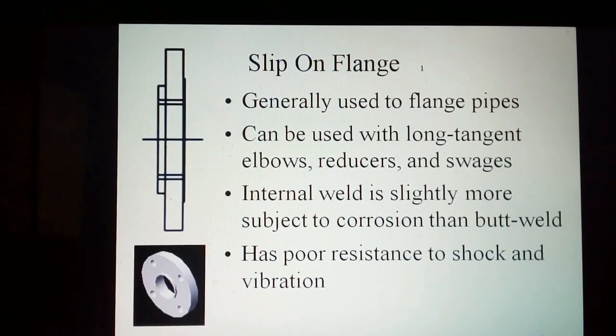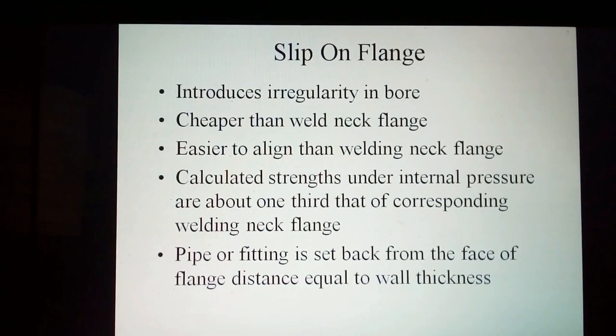Slip-on flange is generally used to connect to pipes. Slip-on flanges can be used with long tangent elbows and swages without any pipe between them. The internal weld is slightly more subject to corrosion than a butt weld. The flange has poor resistance to shock and vibration. It introduces irregularity in the bore.